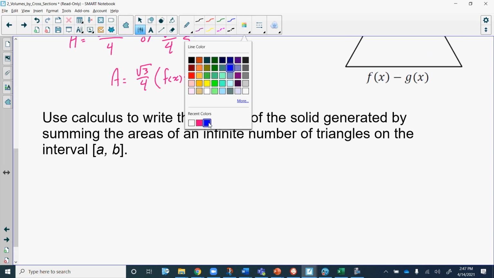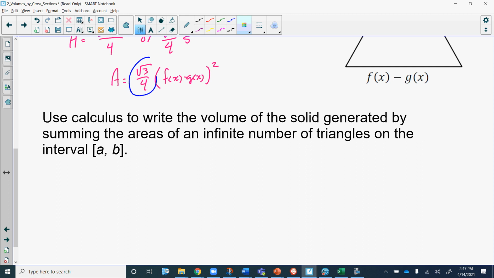Again, I'm going to take the radical 3 over 4 as a constant and pull that out of the integral. So the volume in this case would be the constant radical 3 over 4 multiplied by the integral from a to b, again, of the expression for the side, f of x minus g of x, quantity squared dx.